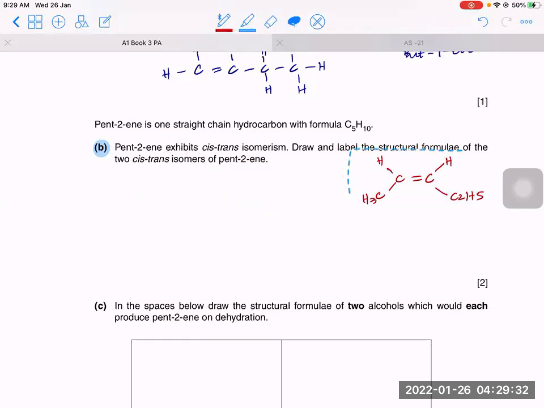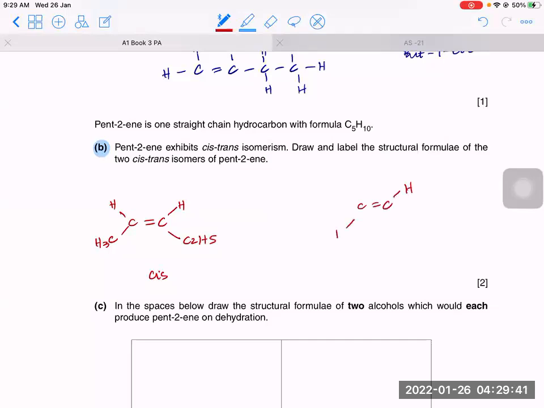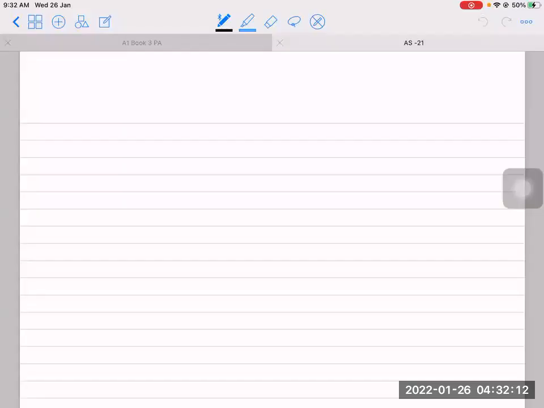And this isomer, you can see both the H's on the same side. This will be the cis isomer. What will be the trans? Where both the H's are on opposite sides. So this right here is the trans isomer. Clear? Understood? Any questions? Optical and geometric, they both come under stereoisomers.